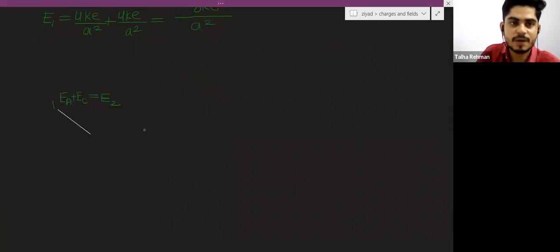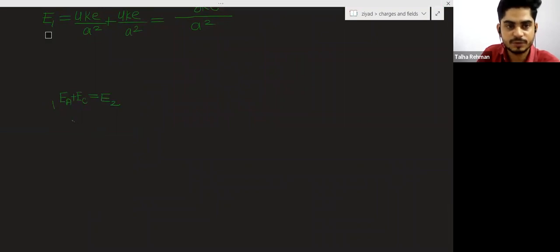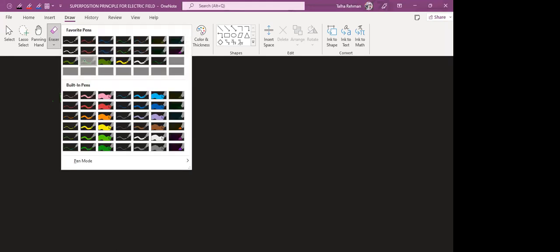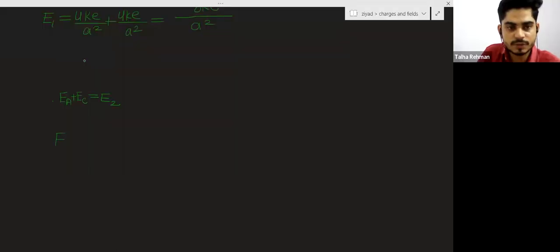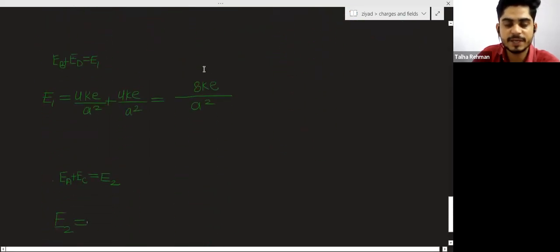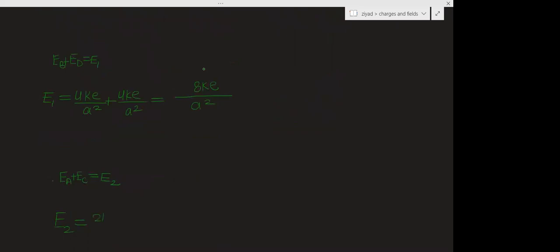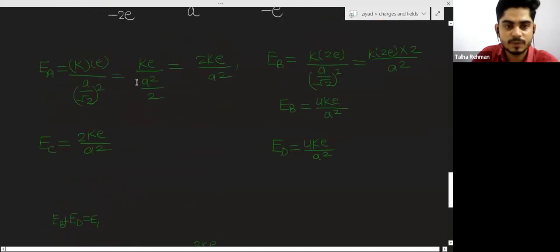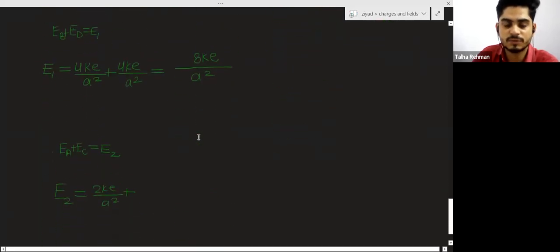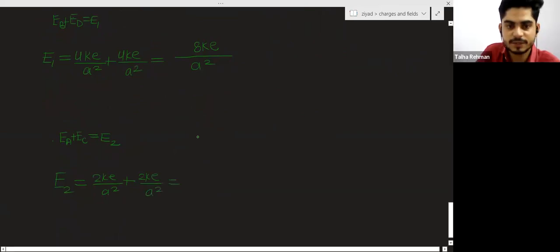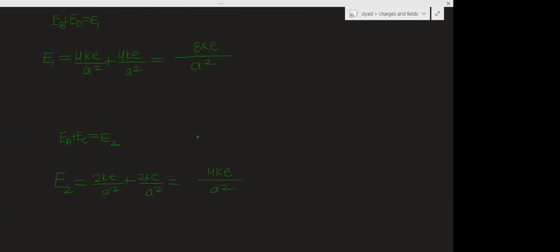At the same time, you have to see the direction as well as the magnitude. Okay, sir. E2, if you want to calculate, E2 is equal to EA plus EC. The value of EA is 2KE divided by A square, and the value of EC is also 2KE divided by A square. When you calculate this, you will get 4KE divided by A square.